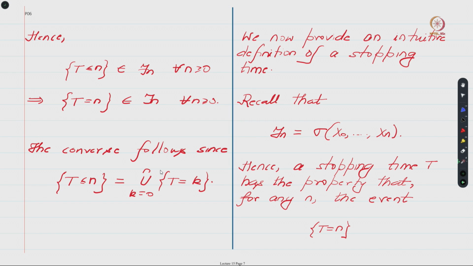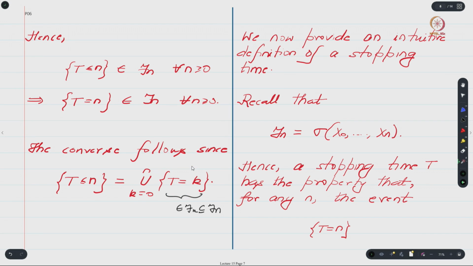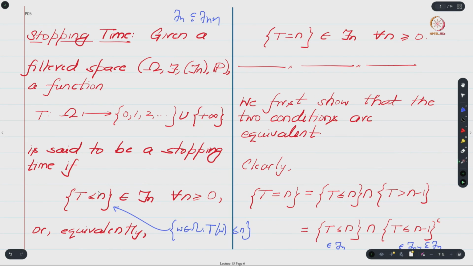Is that okay? It is very easy to see why this equality holds. In the converse statement, we have been told that each of these events belongs to F_k, which is a subset of F_n, and hence every event here belongs to F_n, and this is a finite union of events in F_n, and hence this should also belong to F_n. So what we have managed to show is that these two definitions of stopping times are equivalent.